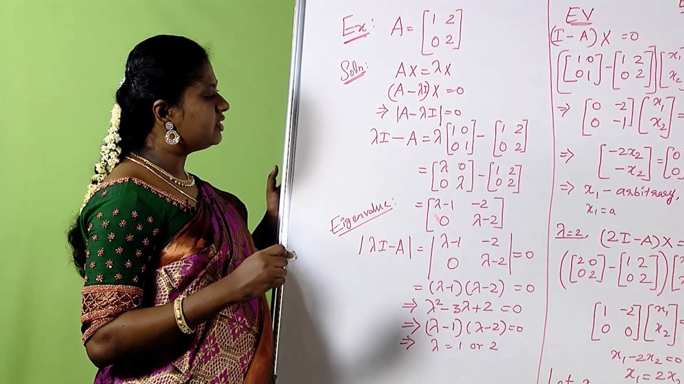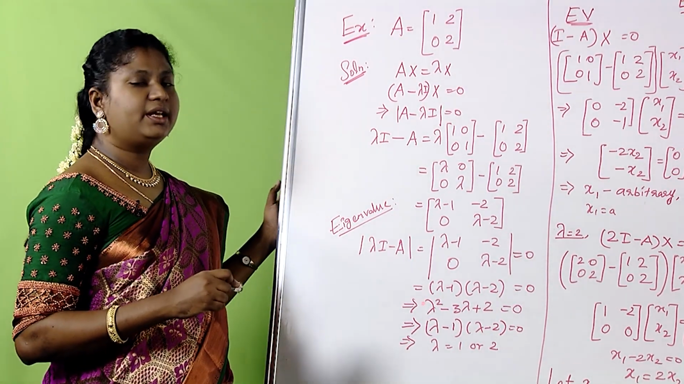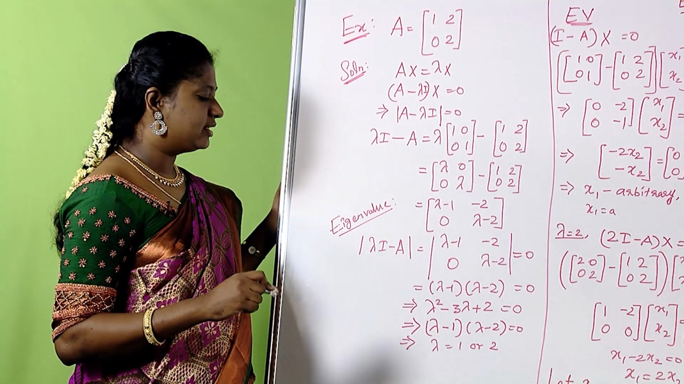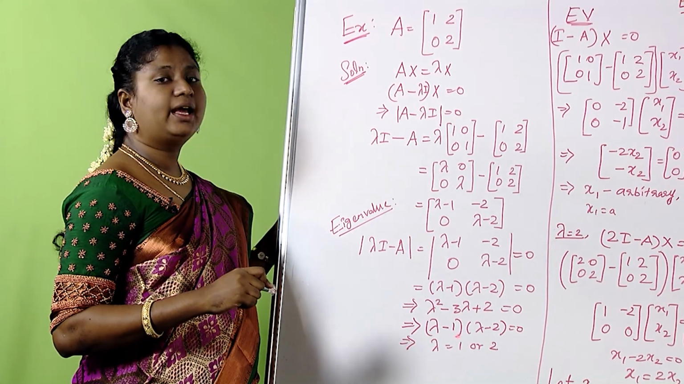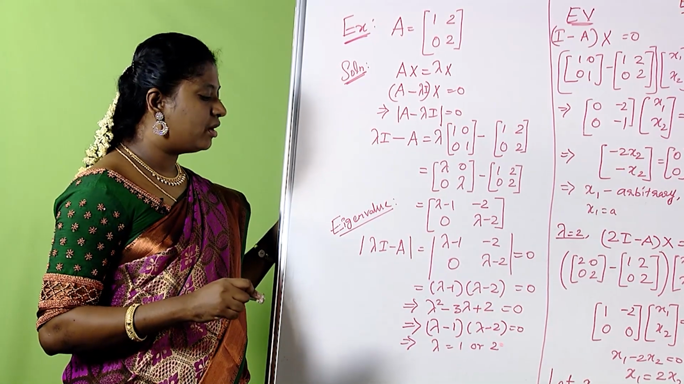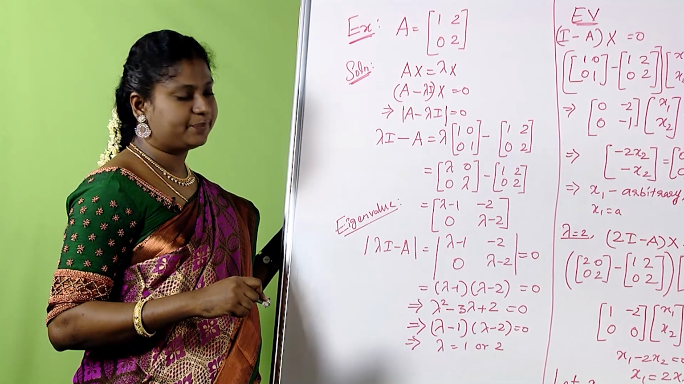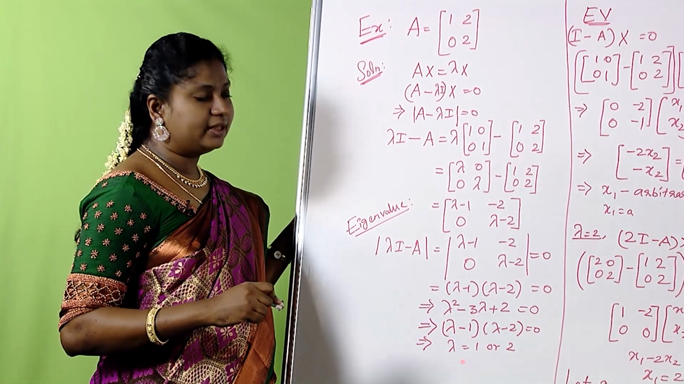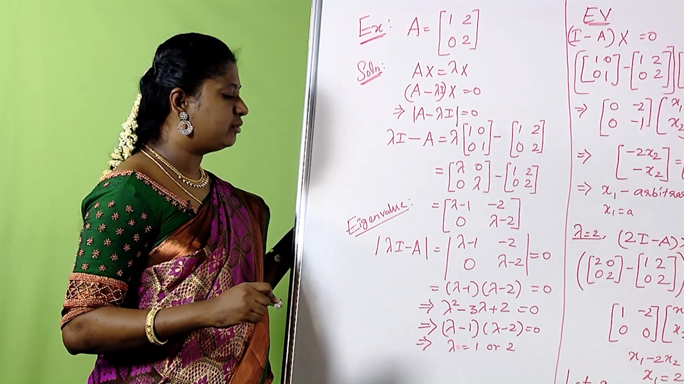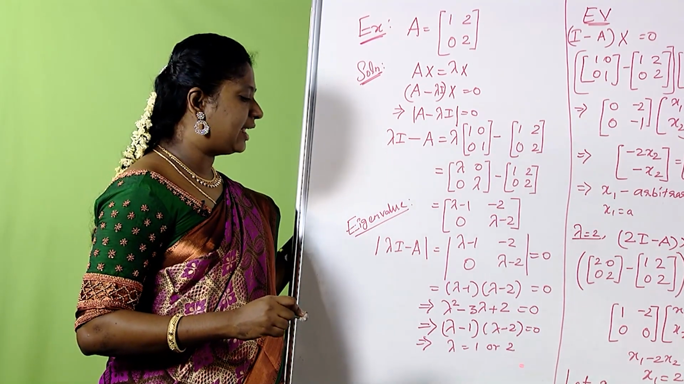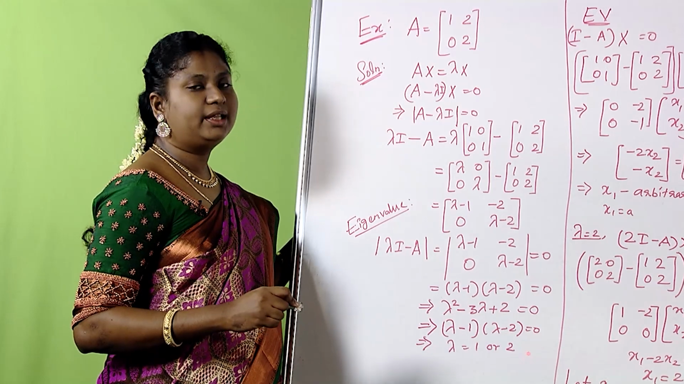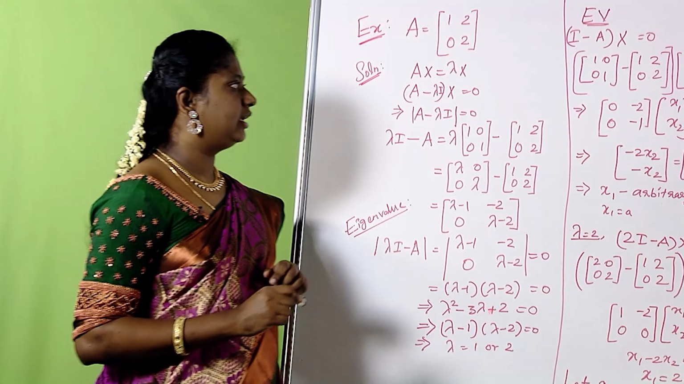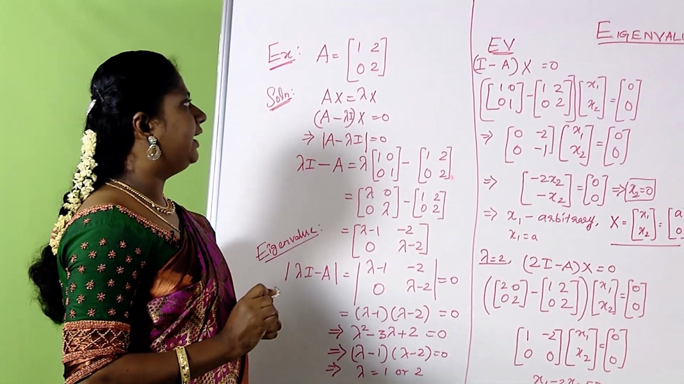Now, we have finished our first task, that is to find the eigenvalues. The eigenvalues we have computed, and after that we are going to find eigenvectors corresponding to these eigenvalues. First, we will take lambda is equal to 1 and find the eigenvector corresponding to this eigenvalue 1, and then we will take lambda is equal to 2 and find the eigenvectors corresponding to lambda is equal to 2. Okay, now we shall move to compute eigenvectors.